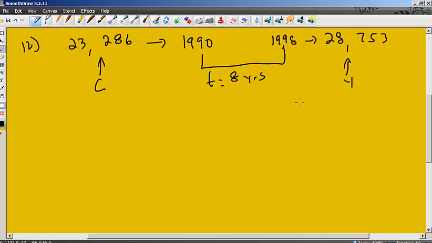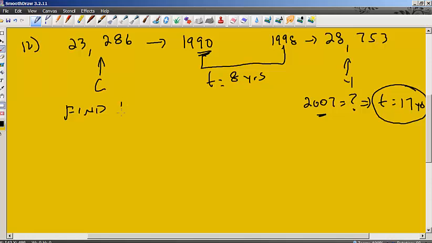Okay? And assuming the exponential growth, find the growth constant and estimate the population in 2007. So we want to know what the population is in 2007. So 1990 to 2007, that implies my T is equal to, what, 17 years? Okay, before we can find out what it is 17 years later, we got to find out what the K is. Okay, how fast is PQ growing?